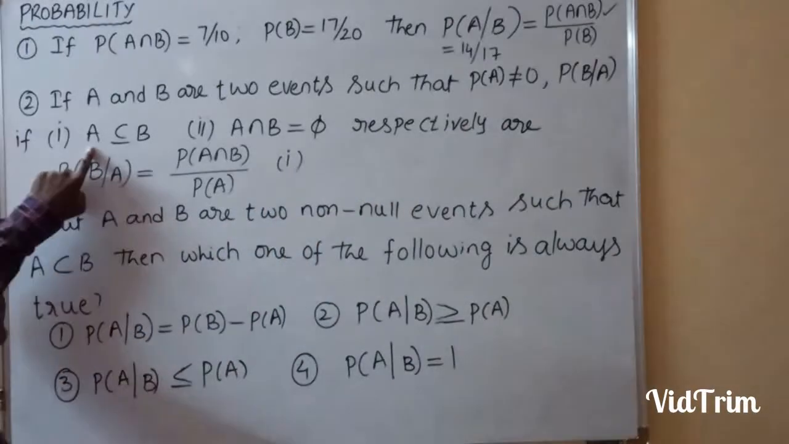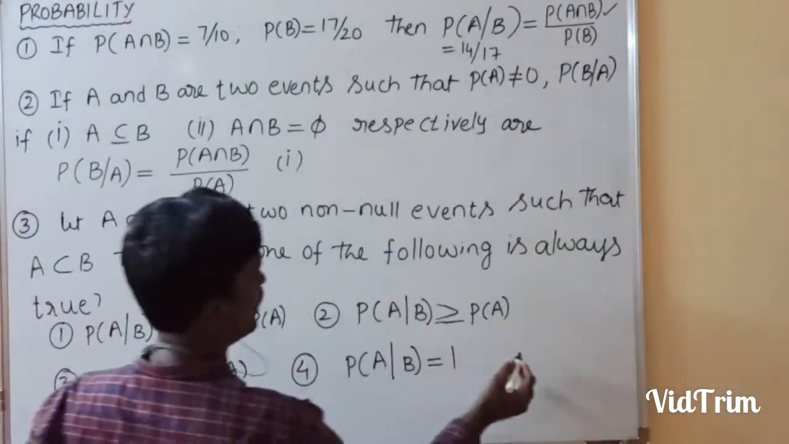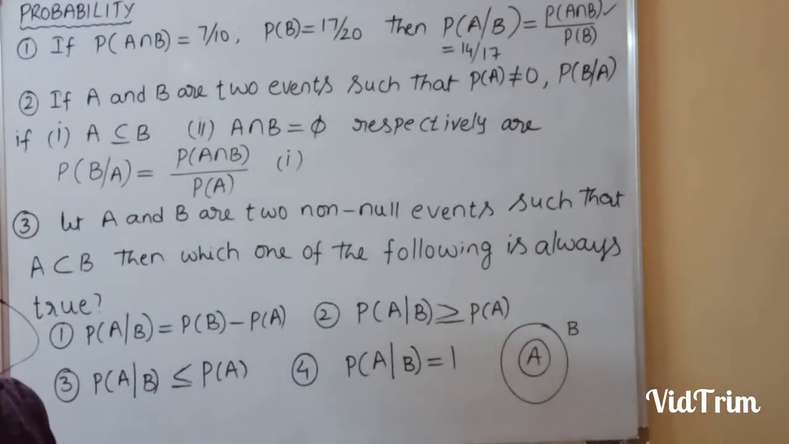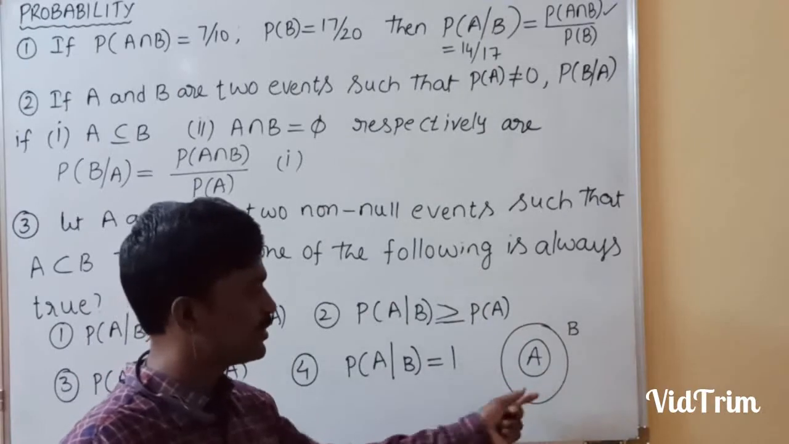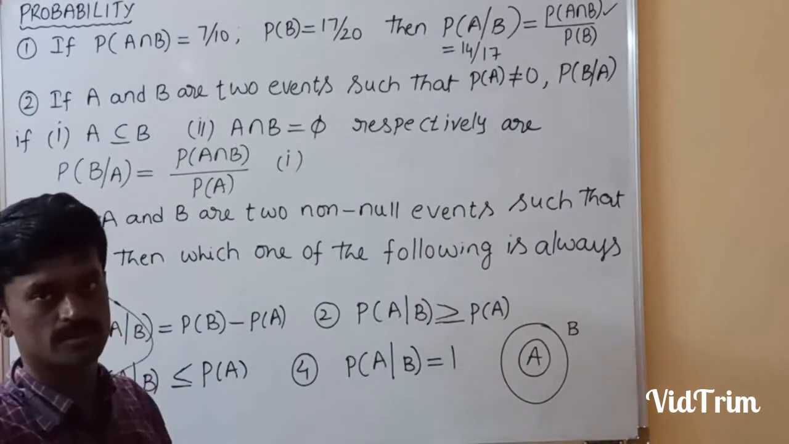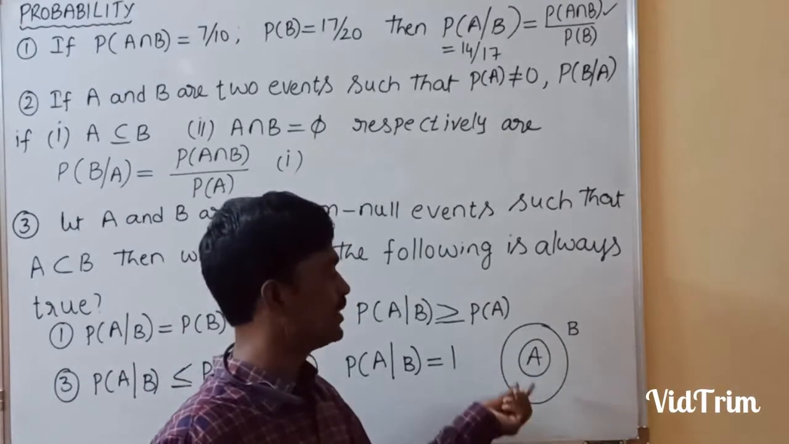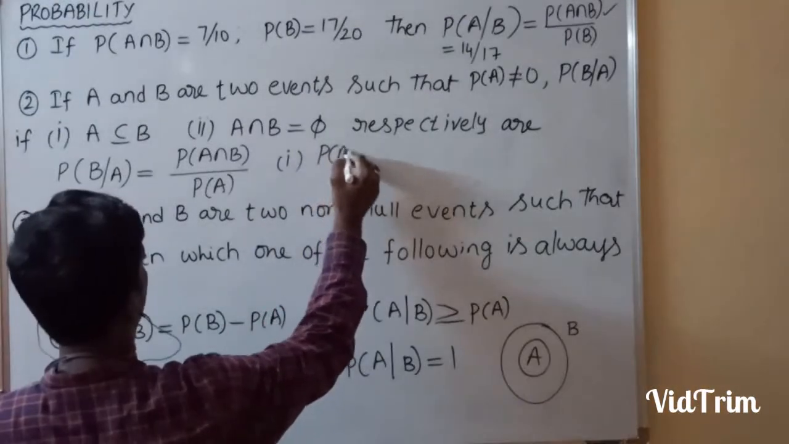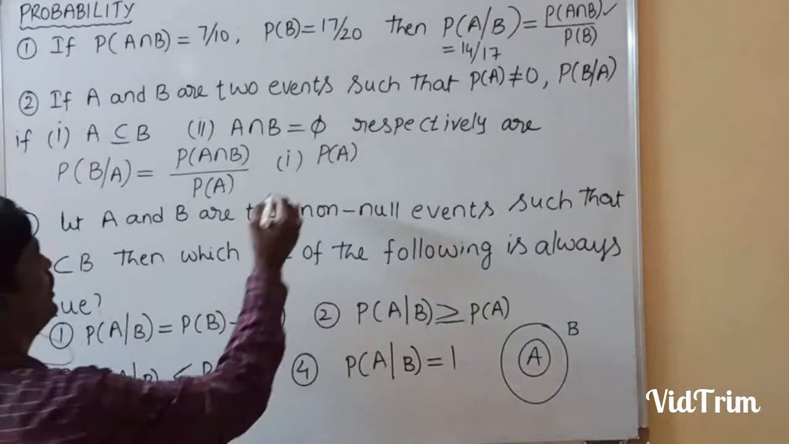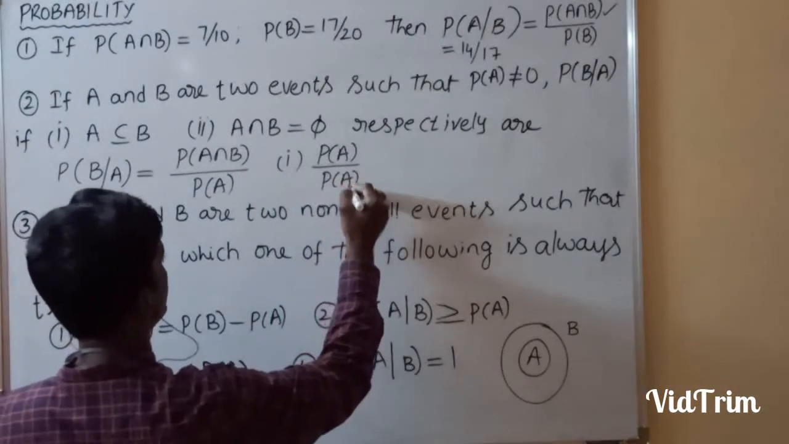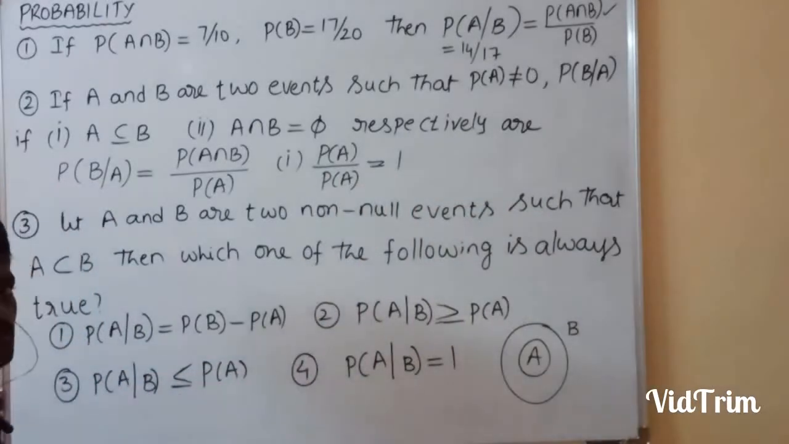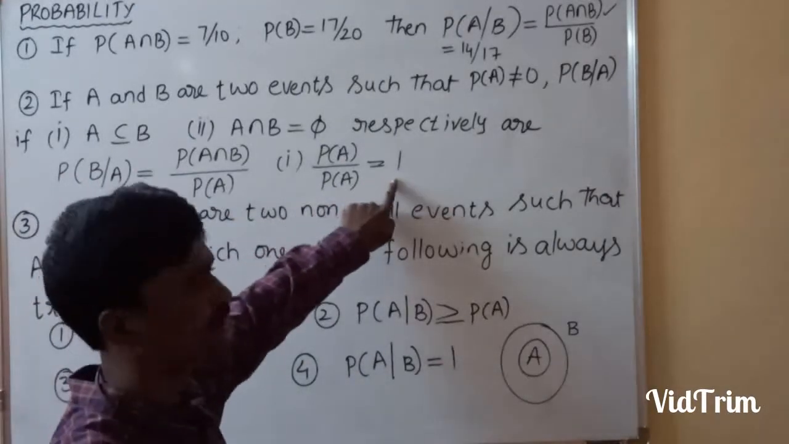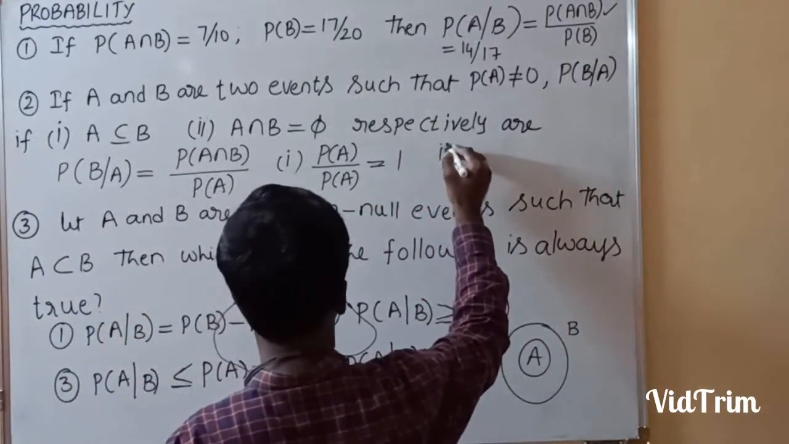A is a subset of B, so the Venn diagram will be like this. What is the common part of A and B? If A is a subset of B, then A intersection B is nothing but A only. So P of A intersection B becomes P of A, divided by P of A. Since P of A is not equal to 0, P of A by P of A is 1. So when A is a subset of B, P of B by A is equal to 1.